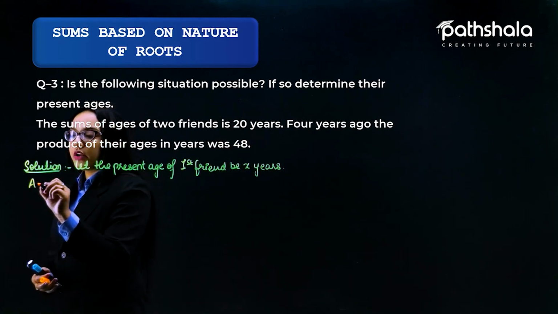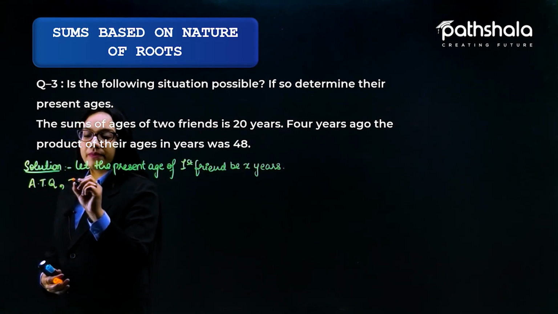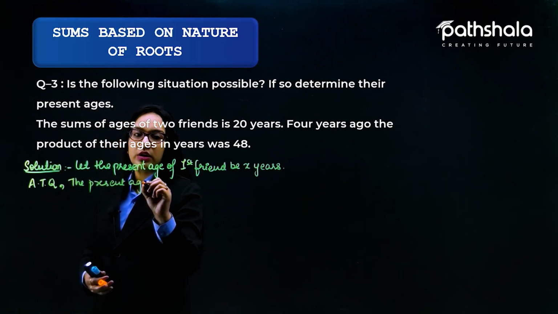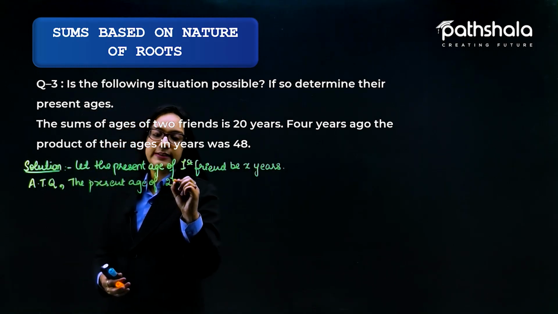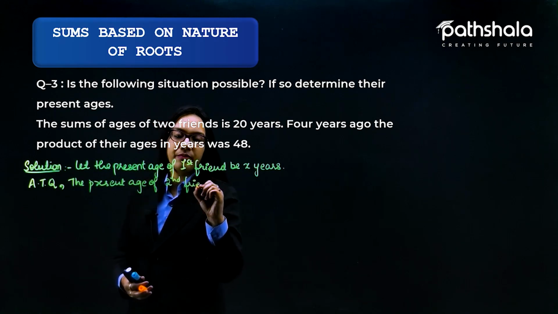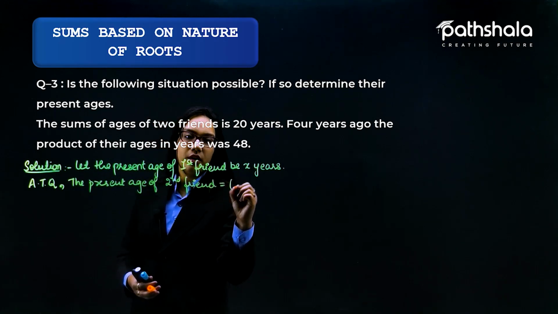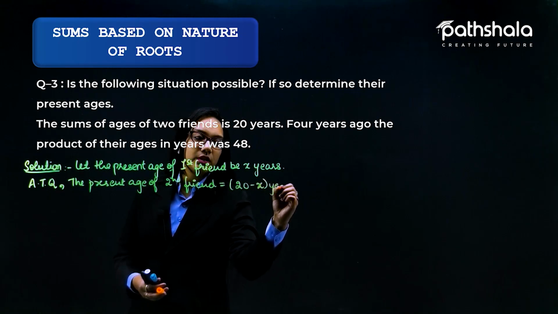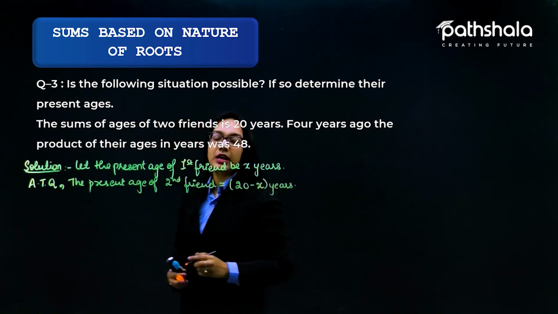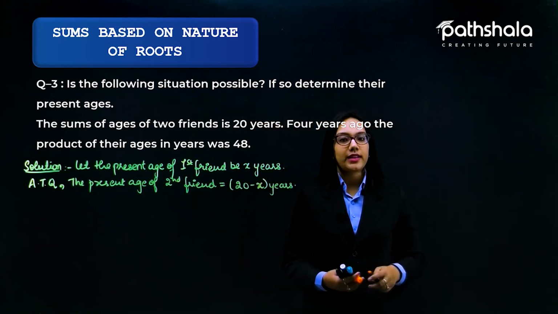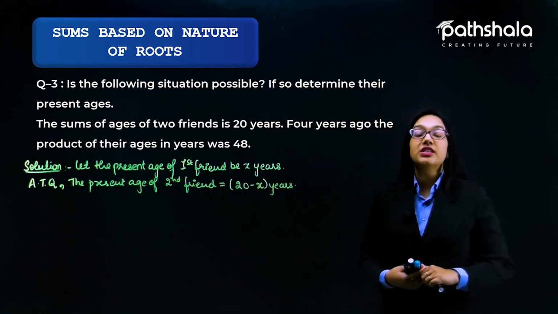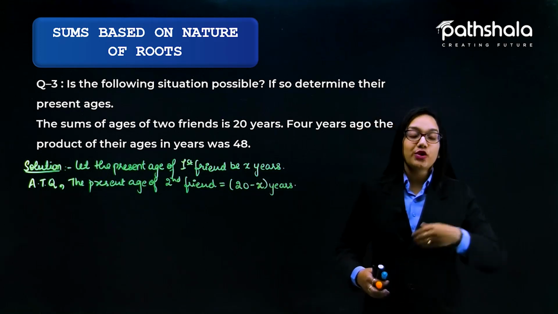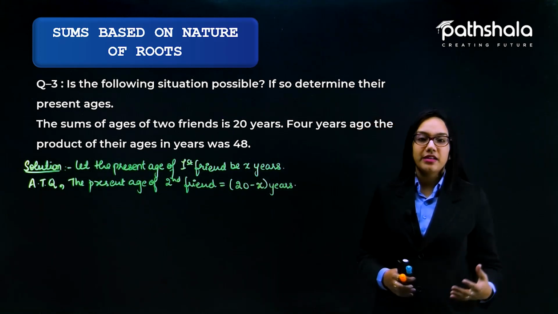Then according to the question, the present age of second friend would be 20 minus X years. Why so? Because it is mentioned in the question that the sum of the ages of the two friends is 20. So if the age of first friend is X, then the age of the second friend would be 20 minus X years.